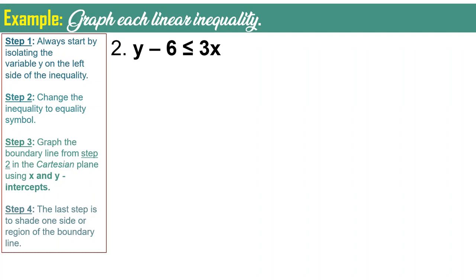Another example, y minus 6 less than or equal to 3x. Following step 1, always start by isolating the variable y on the left side of the inequality. As you can see, this variable y is with another term, which is negative 6. Therefore, this negative 6 must be transposed to the other side. So, step 1, let us transpose negative 6. Since it's negative, when you transpose, it will become positive. Now, we have y less than or equal to 3x plus 6.